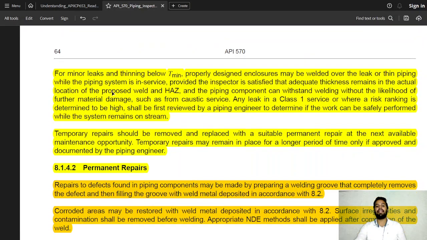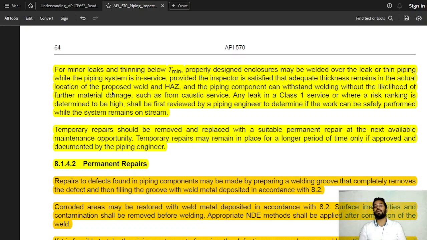For minor leaks and thinning below T minimum, a properly designed enclosure may be welded over the leak or a thin piping where the piping system is in service, provided the inspector is satisfied that adequate thickness remains in the actual location of the proposed weld and the heat affected zone, and the piping component can withstand welding without the likelihood of further material damage, such as from caustic service.